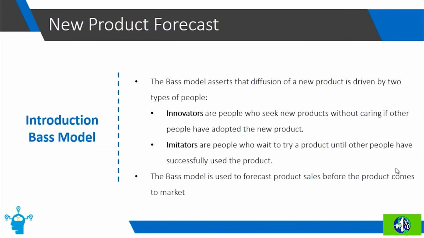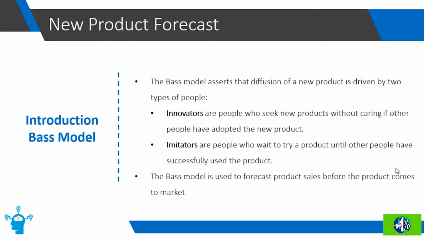The Bass model is based on the concept that the diffusion of a new product is driven by two types of people. One is innovators, that is the first adopters. These people seek new products without caring about what the other people have to say about that product. The other type is imitators. Imitators are people who wait for other people to try the product first. If they give a good review for it, only then they use that product.